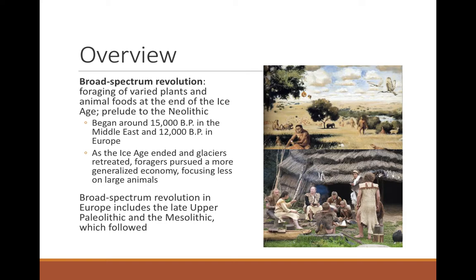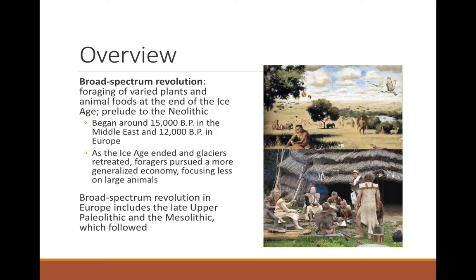This is what gave us the land bridge, Beringia, and allowed us to cross into the New World. Also, when things are captured in ice, it's relatively drier, so there's not a lot of opportunities for diverse species of plants to grow. And so the broad spectrum revolution specifically refers to the lifestyle and the capacity for sedentary populations of hunter-gatherers to rely on a variety of plant and animal foods at the end of this last ice age.